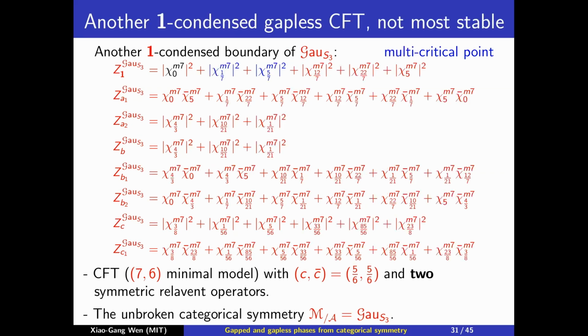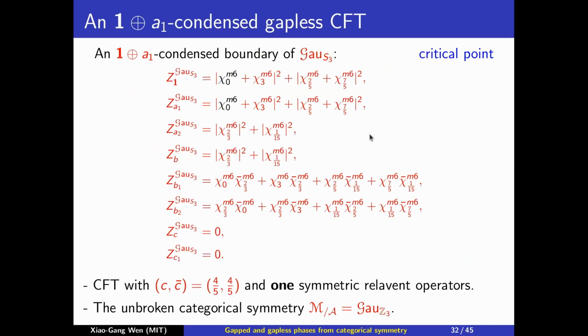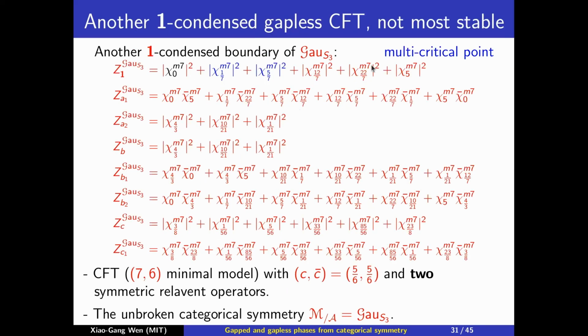And then there's another one-condensed boundary, which I move away a little bit. Another condensed boundary comes from this so-called 7/6 minimal model. It's the model with higher central charge, so more heat capacity here. And then there are two operators with a low scaling dimension, so this is a multi-critical point.